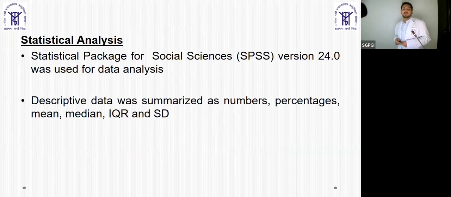Statistical analysis: SPSS version 24 was used for data analysis. Descriptive data was summarized as numbers, percentage, means, median, interquartile range, and standard deviation.